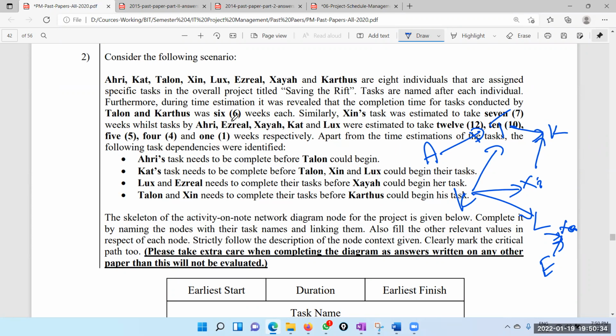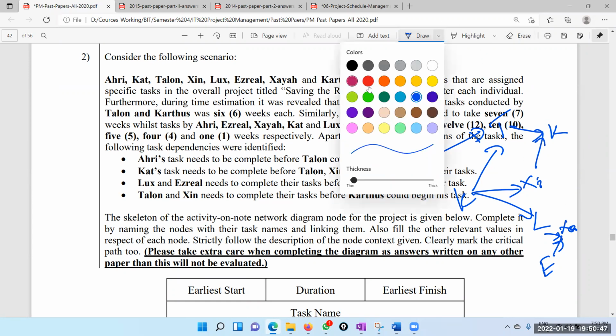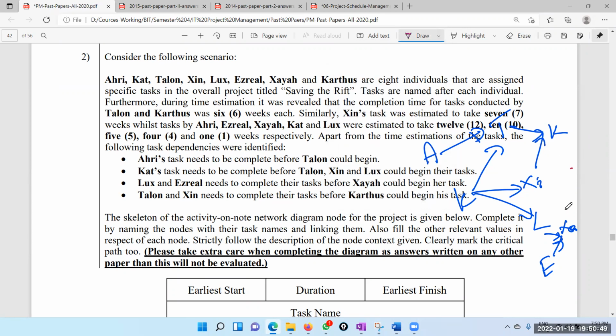So then identify the durations also. Talon and Carthus, 6 weeks. Let's take a different color. I'm just going to help you. Talon 6 weeks, Carthus 6 weeks. Okay.